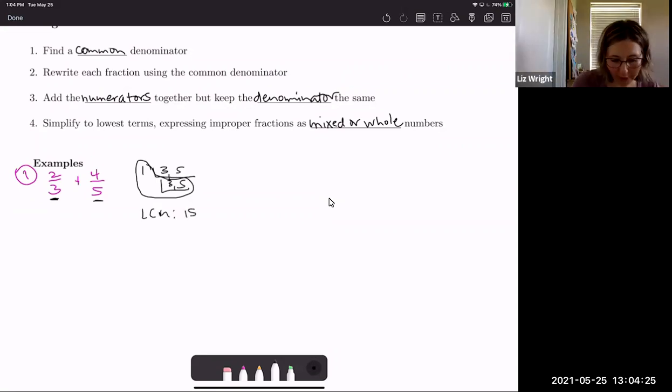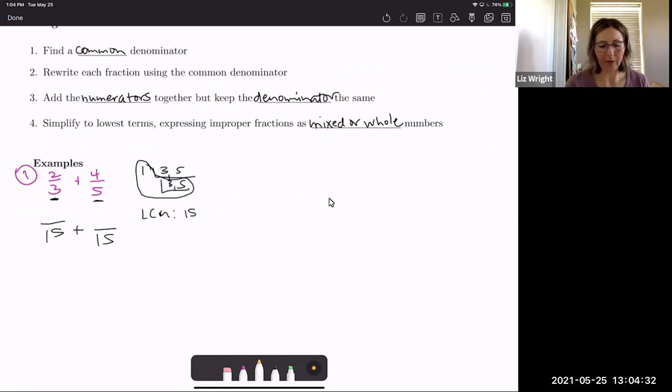So my new denominator is going to be 15, and I'm just going to rewrite my new denominator. Then you ask yourself, 3 times what gives me 15? It's 3 times 5. If I multiply the denominator by 5, you also multiply the numerator by 5. So we're going to multiply this 2 by 5, and that gives you 10. Same thing here: 5 times what is going to give me 15, and that's times 3. So you multiply your numerator also by 3. 4 times 3 gives you 12.